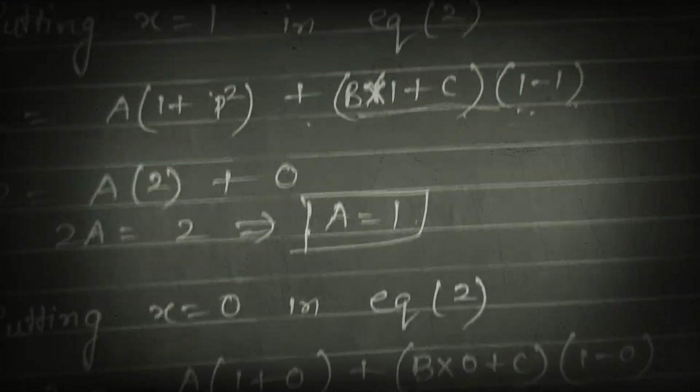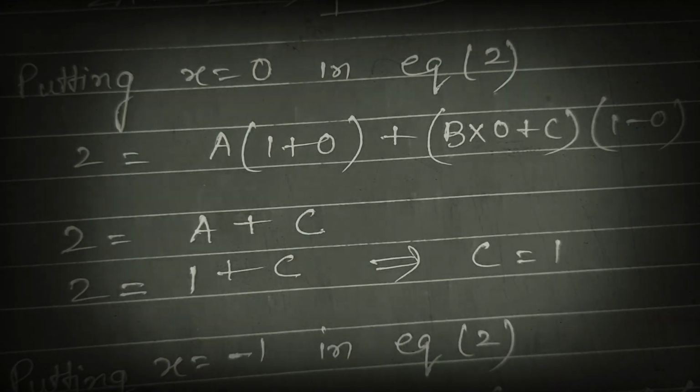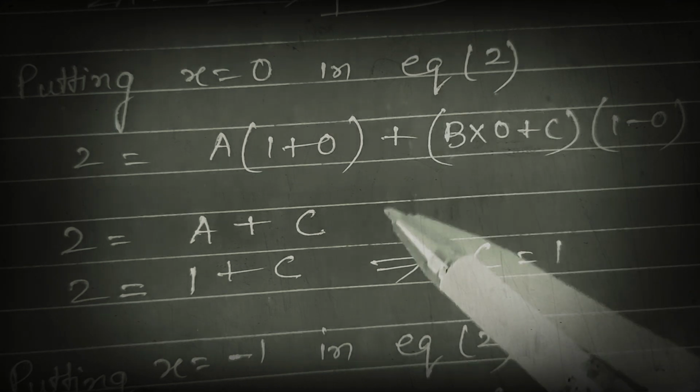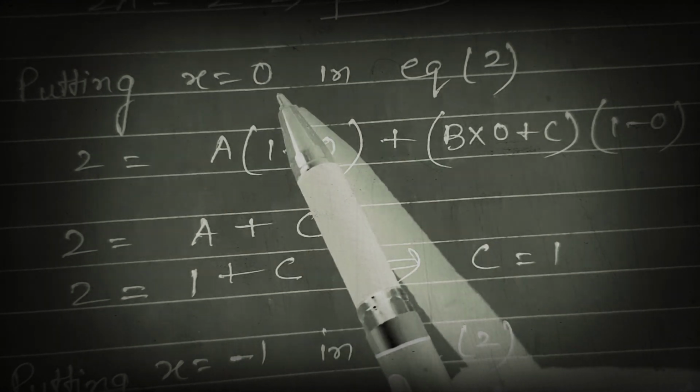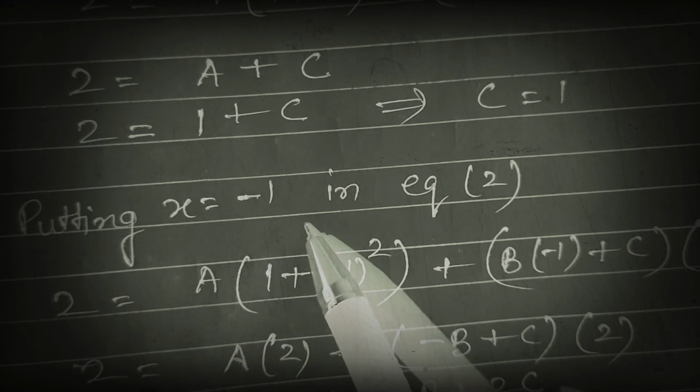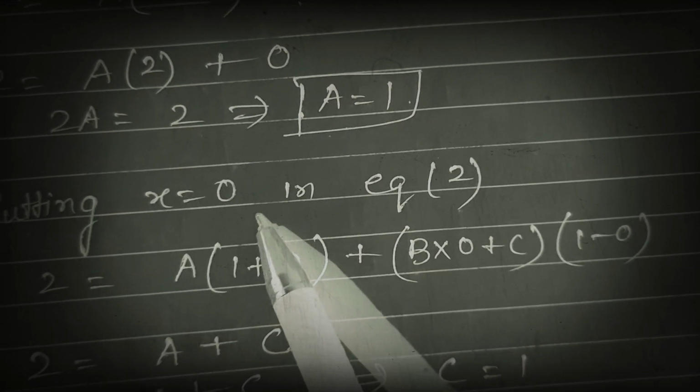So I am putting x is equal to 0. We want to find out two values, b and c. So I am putting firstly x is equal to 0, then x is equal to -1. So I am putting x is equal to 0 on both sides.